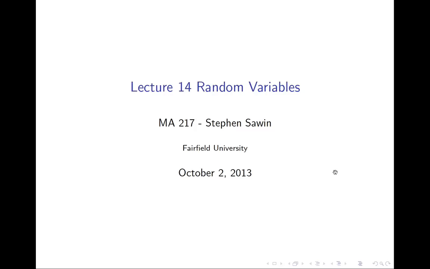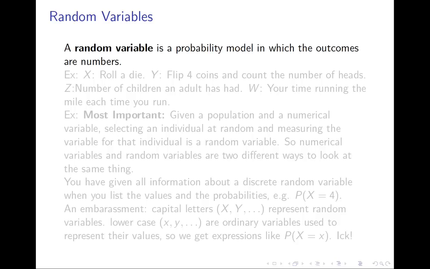Variables. Recall lecture 13, we talked about probability models, where a probability model was a procedure that you could repeat as often as you liked, where the outcome was uncertain. A random variable is just an example of a probability model in which those uncertain outcomes are numbers.